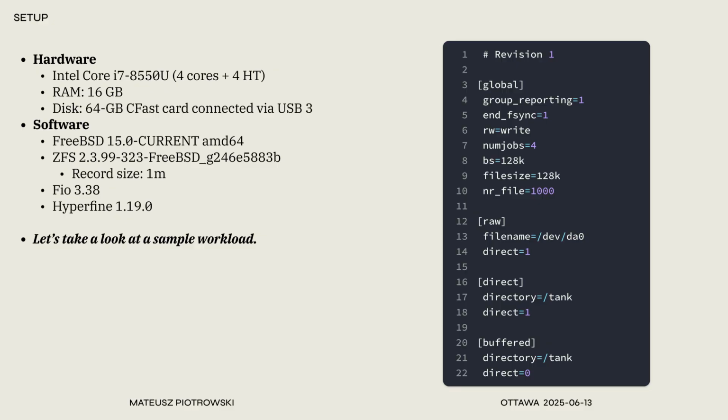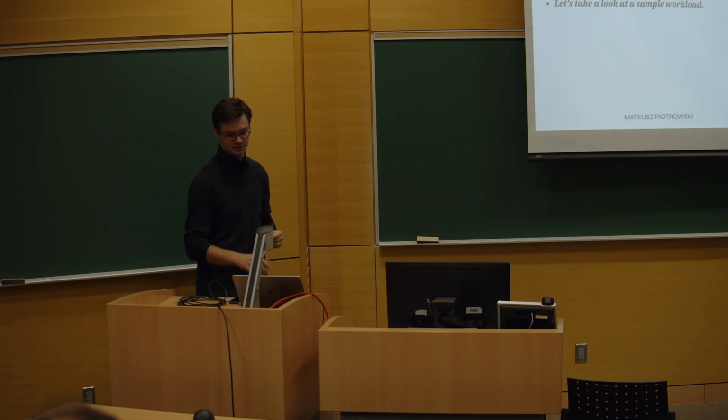And then we have 3 different workloads. We have the raw that goes directly to the disk, no ZFS involved. Then we have the direct workload, where we are writing to a pool with the direct flag enabled in FIO, so FIO will try to do direct I/O calls. And we have the buffered, which is the standard way of going through the ARC, right? So FIO is just behaving like a standard application.